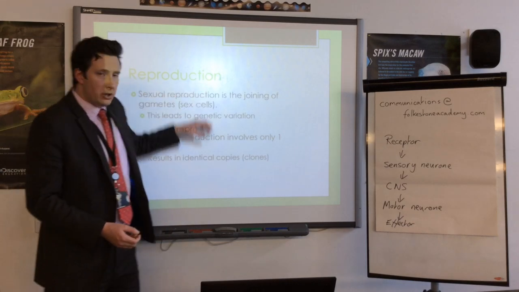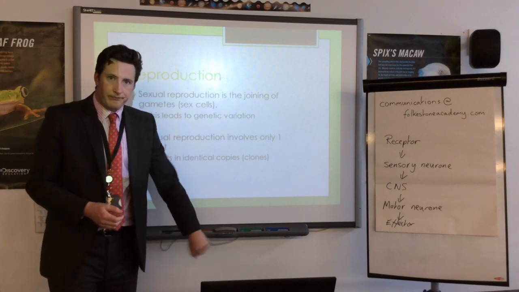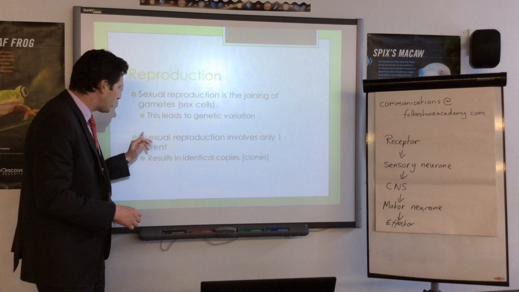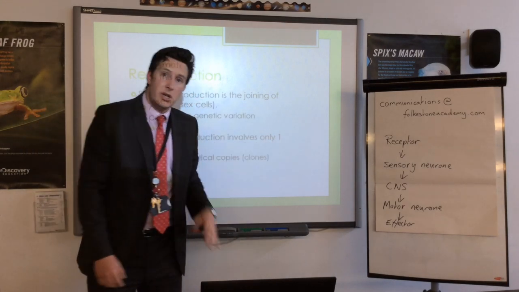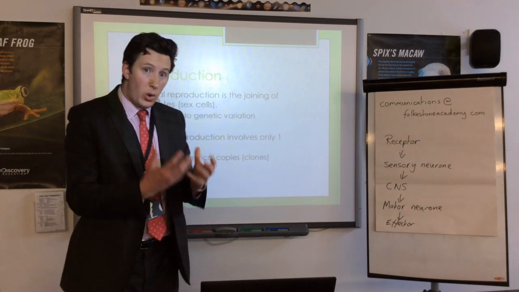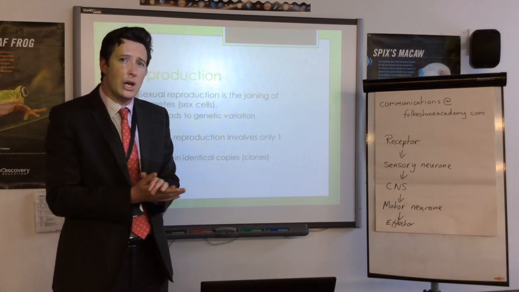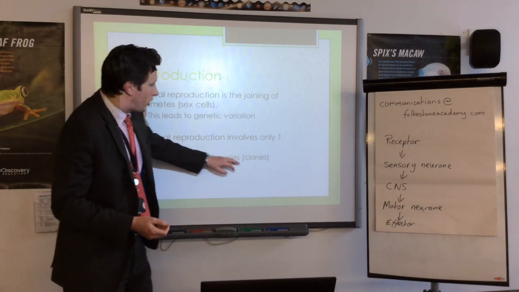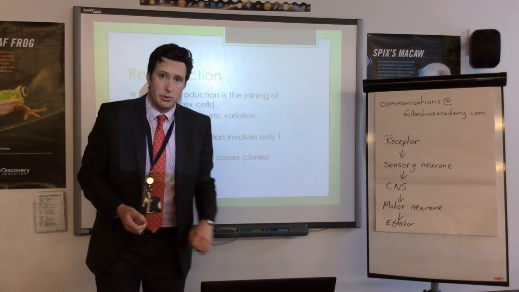The opposite to sexual reproduction, the exact opposite, is asexual reproduction. And I say it's the exact opposite because that's how you need to remember it. Asexual reproduction, opposite to sexual reproduction. So it involves only one parent. All of the genes, all of the genetic information comes from just one parent. Because of that, it results in identical copies of that parent. You could call them clones.